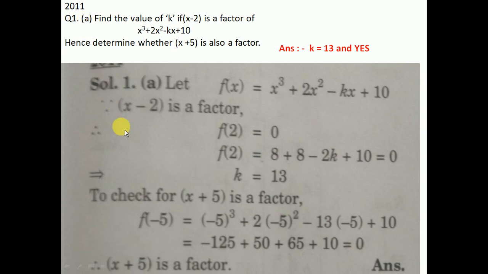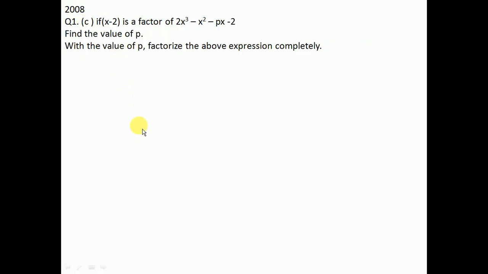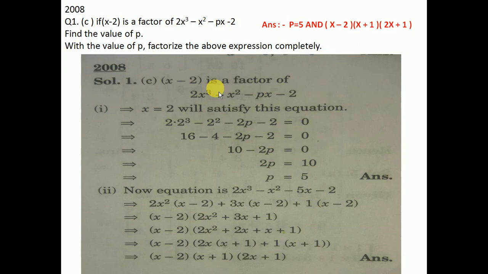The first question itself. One more example. If x minus 2 is a factor, find the value of p. Same like before. X minus 2 is a factor, means x is equal to 2. Replace wherever x is there with 2. You get it like this. So, here substitute, bring everything into one side, we got p is equal to 5. Like in the last board question or before the third example. Once you get p is 5, factorize the above expression completely.